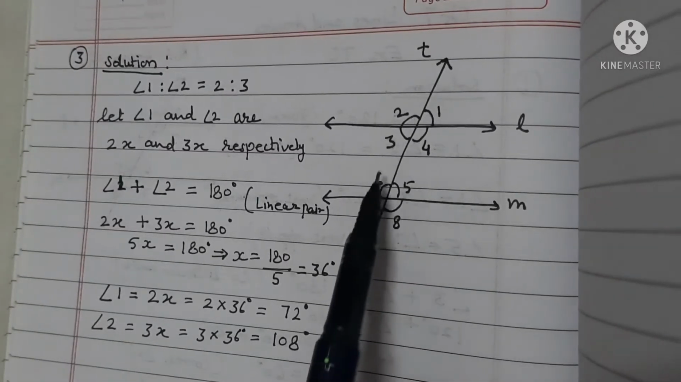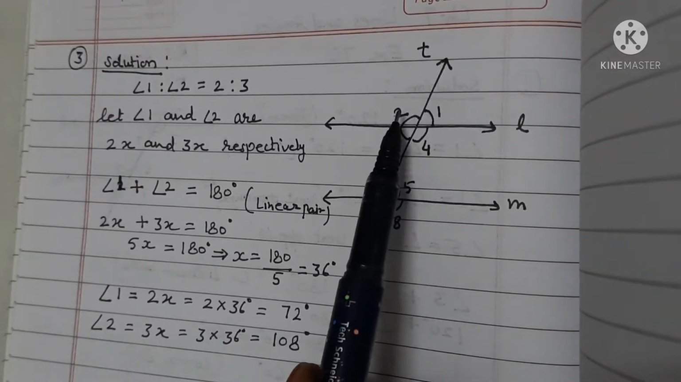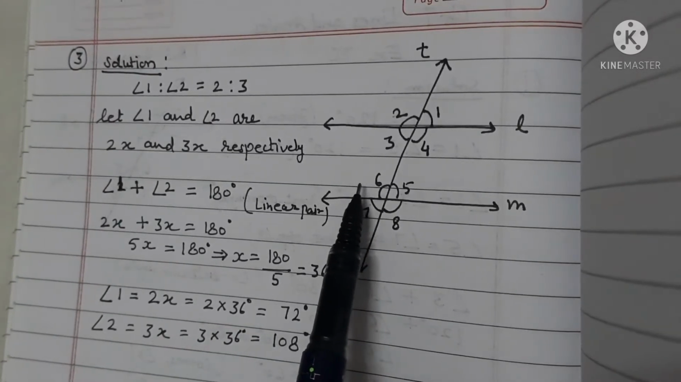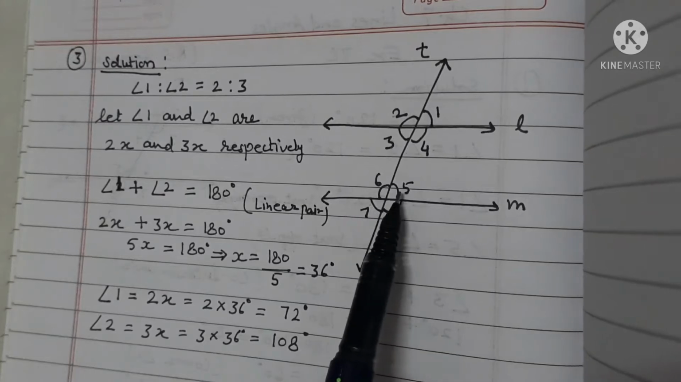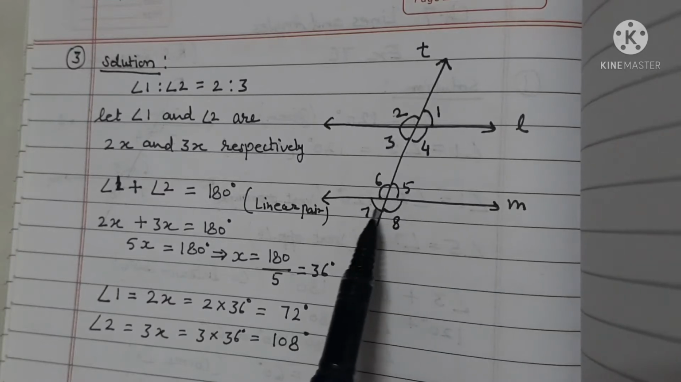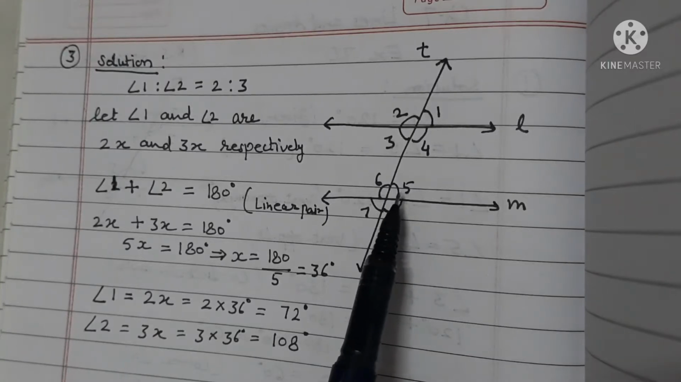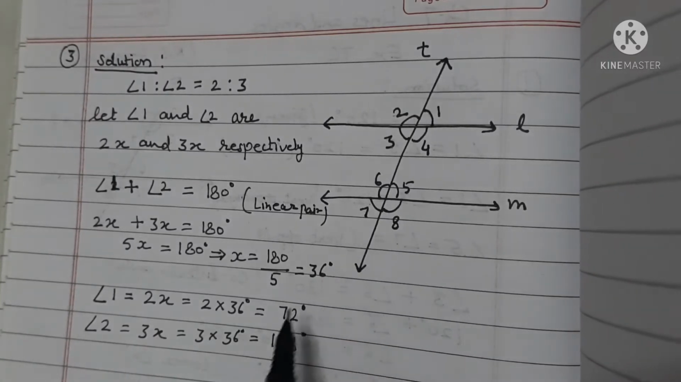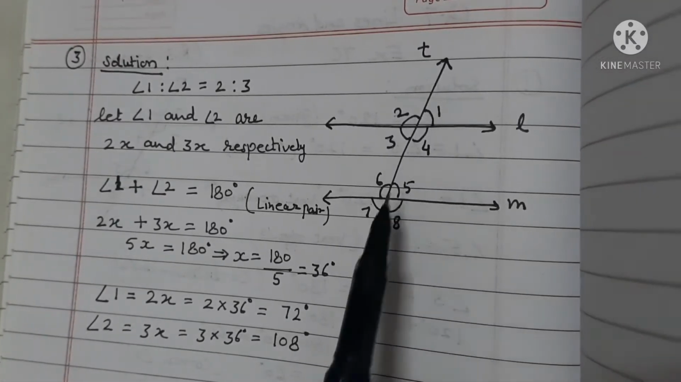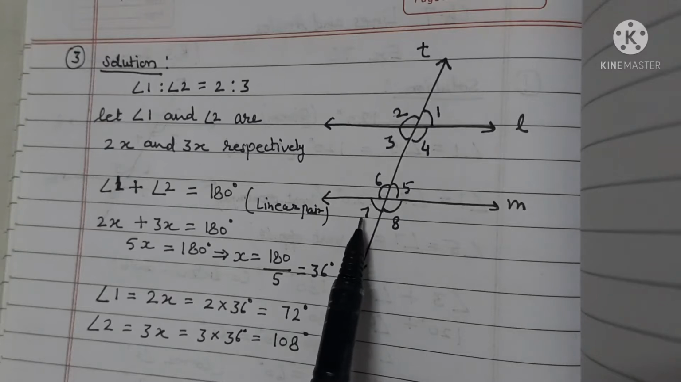And here angle 2 and angle 6, both are a pair of corresponding angles. Angle 2 is equal to 108 degree. So angle 6 also 108 degree. Now these two we get. Now see the pair of vertically opposite angles. So angle 7 and angle 5 both are vertically opposite angles. So angle 7 is equal to angle 5, which is how much? Angle 5 is equal to angle 1. So this becomes, angle 1 will be 72. So angle 7 also 72 degree.